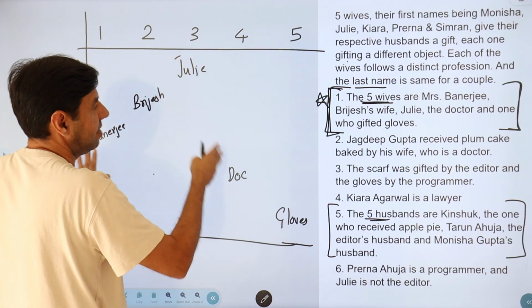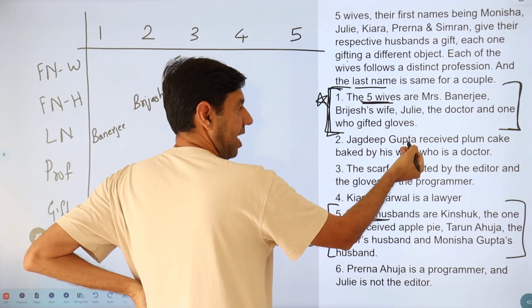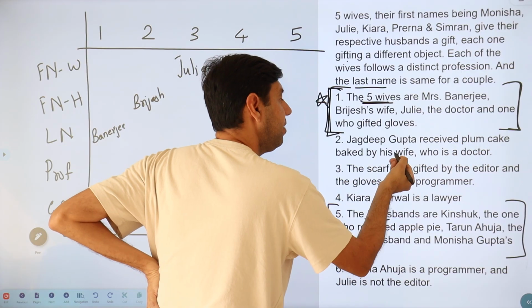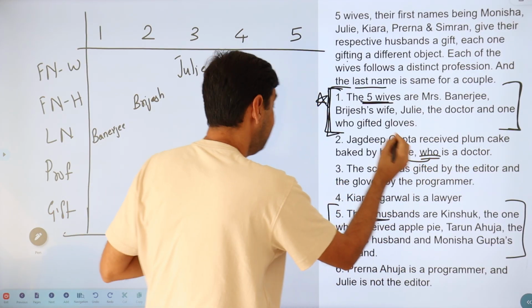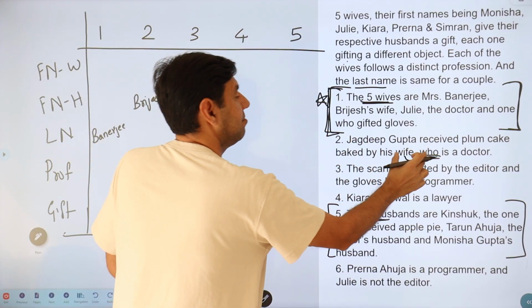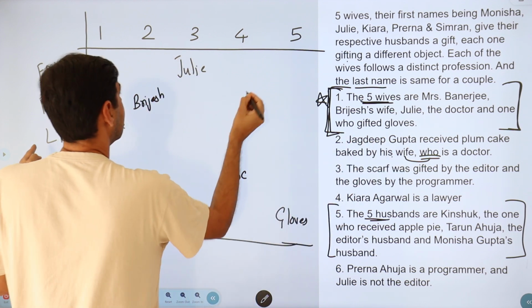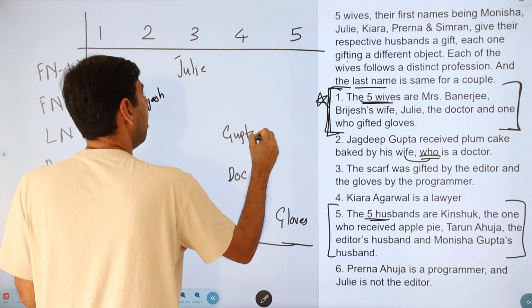Obviously, yes, agreed that this is a little tough, but the others is very easy. Jagdeep Gupta received, so he would be the husband, a plum cake. Who is a doctor? Now, who is a doctor is directly given, so therefore, I said the set becomes easy. So the doctor husband is Jagdeep Gupta. So the last name is Gupta.